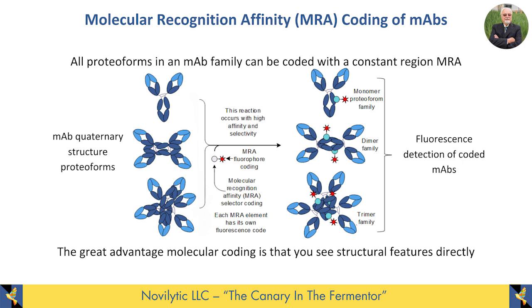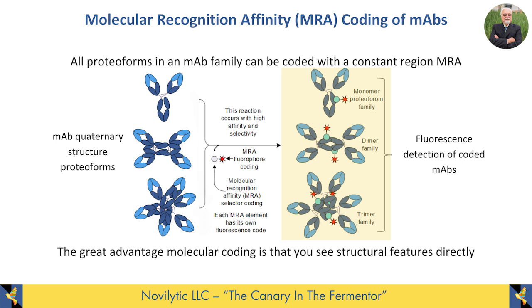We only want to see, and you only want to know, the small number that are monoclonal antibodies that are biologically active. So what we do is we take a little coding agent, we call it a molecular recognition agent, that is coded. Its coding is it has a fluorescent tag on it, and it has another tag on it that recognizes the molecular feature.